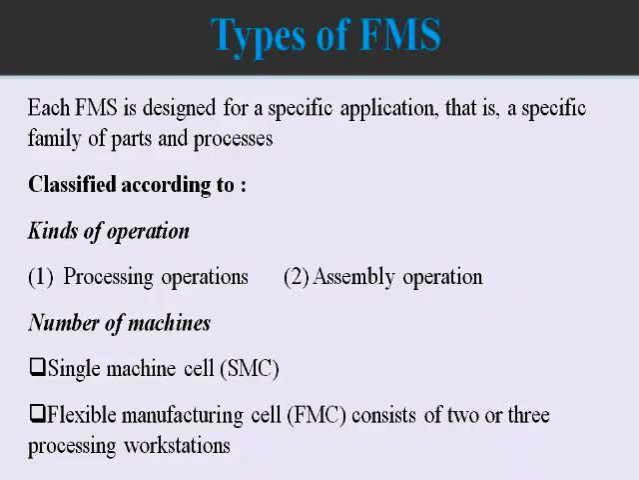Put 2-3 part families together and put 3 to 4 machine families together, and then if you arrange these machine families with an automated material handling system, this set we can call a system, and it is now capable of producing those 3 to 4 part families. So part variety has been enhanced and production is not disturbed, and it can be classified accordingly: kinds of operations, processing operations, assembly operations, number of machines, which can be a single cell, or 2 to 3 machine flexible cell, or several machines flexible manufacturing system.